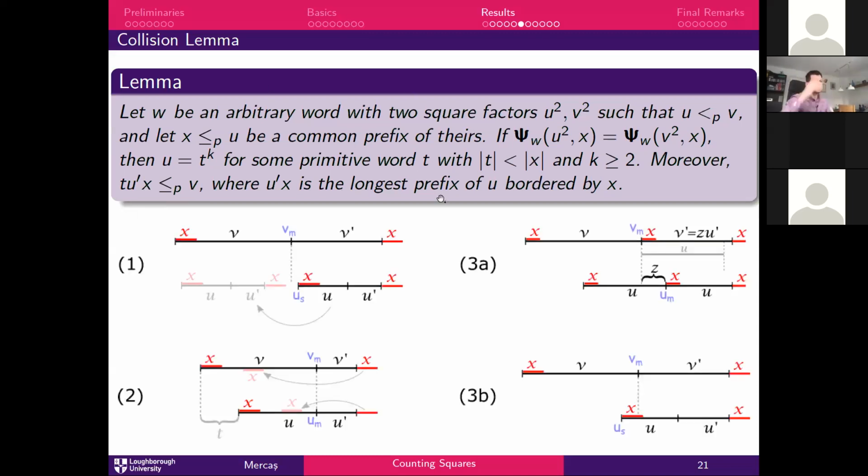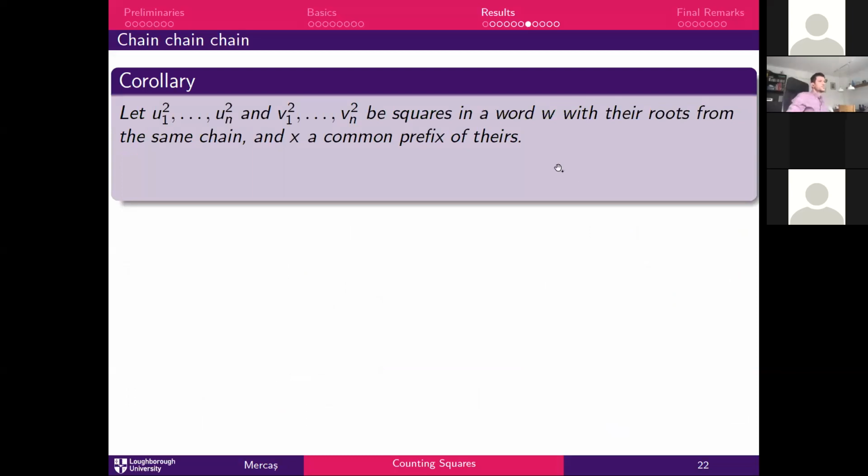To prove this result is not actually very difficult. You have just a bunch of cases that you have to look at, as to where the middle of v square starts, as compared to the start of the representative or the middle of the representative. And I will not insist on this, as it's not that interesting.